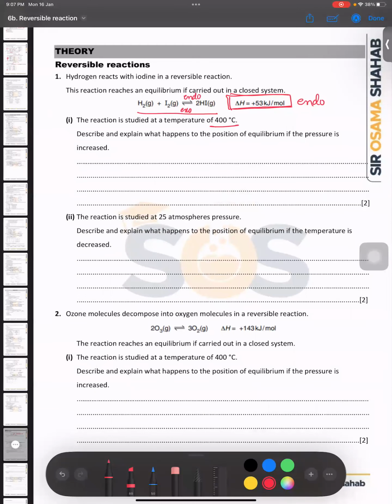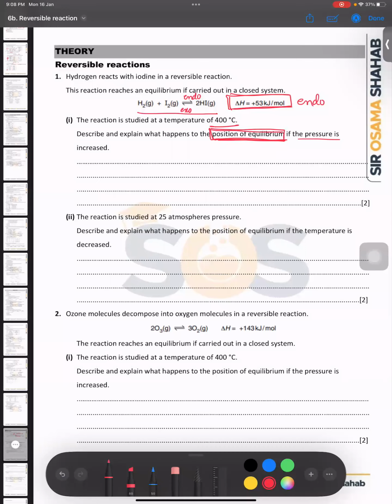Describe and explain what happened to the position of equilibrium. They are asking about position of equilibrium, so we need to answer about position of equilibrium only. We don't need to talk about yield. We don't need to talk about rate of reaction. We don't need to talk about anything else. We just need to talk about position of equilibrium.